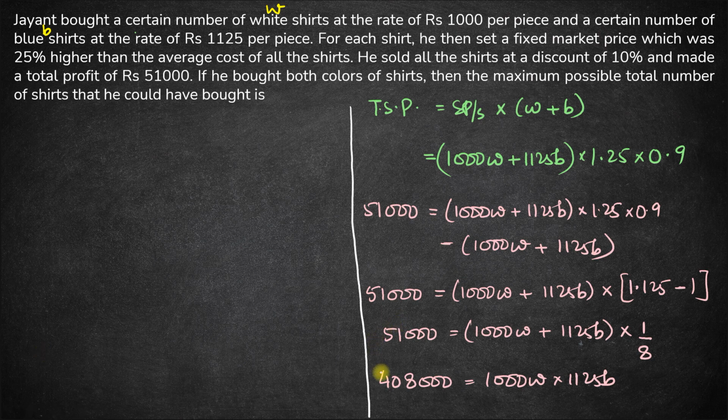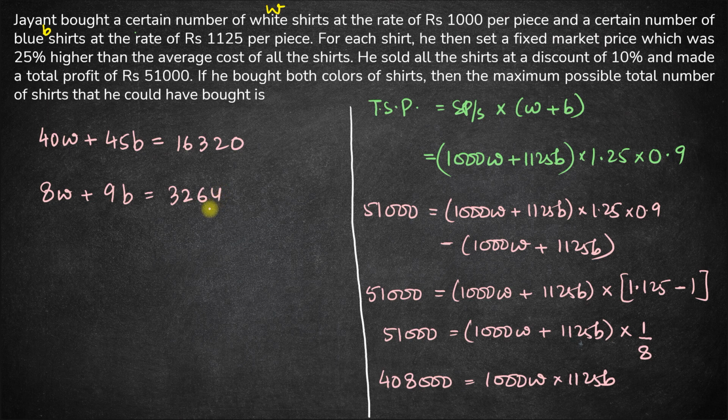Now if you look at all these three terms, 25 is a common factor. So 1000 divided by 25 is 40 W, plus 1125 divided by 25 will be 45 B, is equal to 408,000 divided by 25, which will be 16,320. Again the factor of 5 is common, so we get 8W plus 9B is equal to 3264. Okay, this is the equation that we have in terms of W and B.